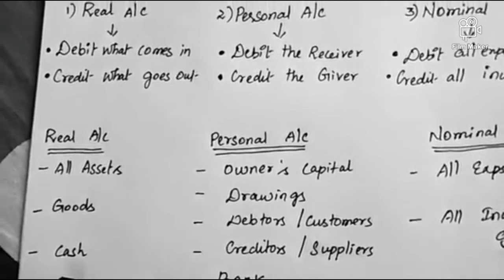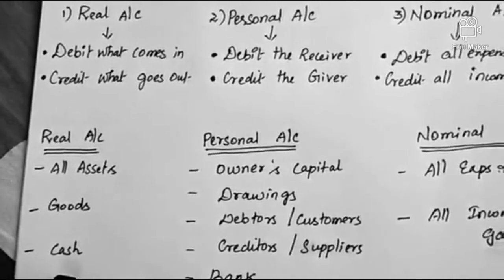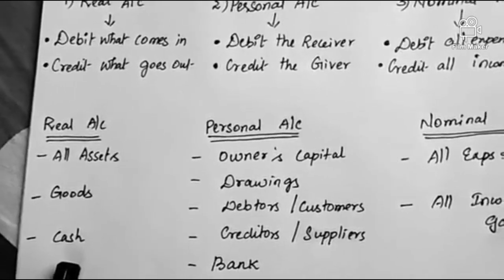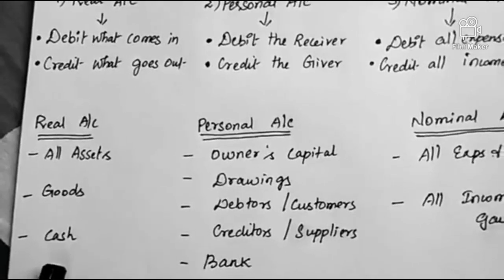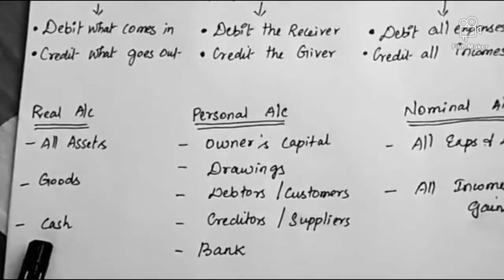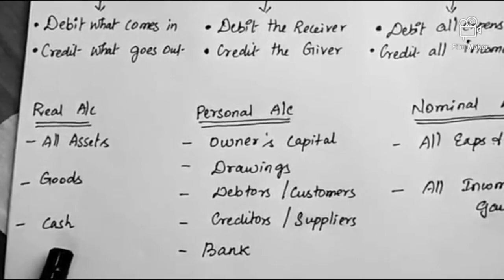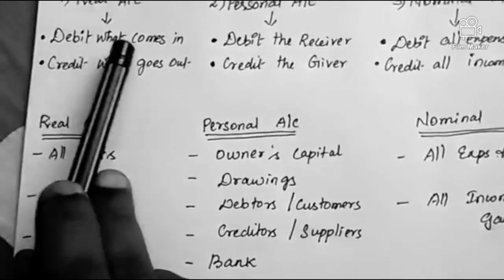When you make any payment, cash goes out. When you receive any income, for example, rent received, cash comes in, no? So all cash transactions are real account. So the real account rule is debit what comes in.